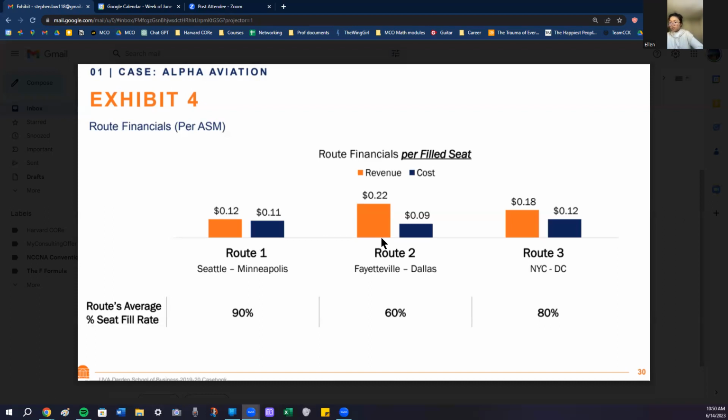And for route 3, it would be 6 cents per ASM. So with that, that's the profit per seat per ASM. We have the number of seats for the first route to be 240 seats, the second route 120 seats, and the third route 120 seats.